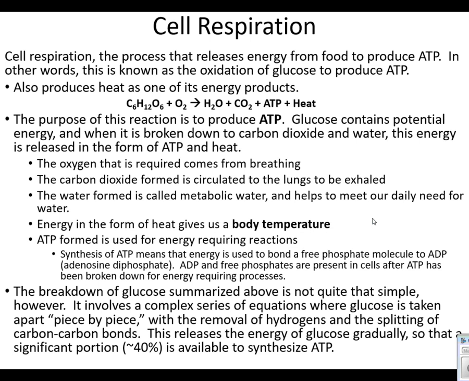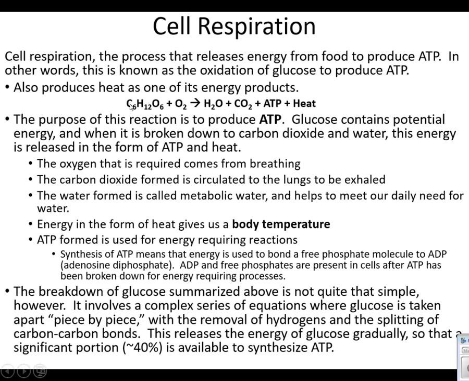Cellular respiration is the process of releasing energy from food to produce ATP. In other words, it is known as oxidation of glucose to produce ATP. Oxidation, which meant what again? A loss or a gain of electrons? Loss of electrons. Okay. It is that chemical formula you saw a little bit ago. This time we added heat at the end of it because heat is one of the energy products. And that's why we talk about heat in this lecture and heat balance.